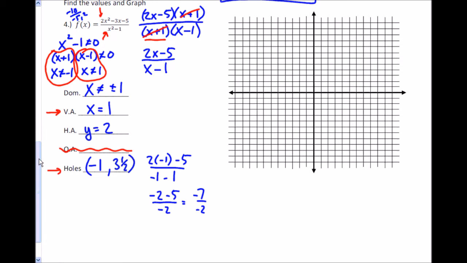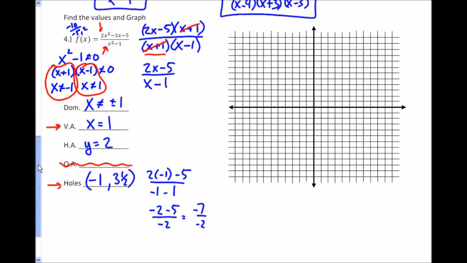And now I'm going to graph this thing. So when I graph it, I'm going to start with the asymptotes, the x equals 1. And remember, for the asymptotes, I use a dotted line because these are just here to guide me. Y equals 2 is right here. And now if I want to find out where this thing is, I have to plot a value on each side of the vertical asymptote. So I'm just going to do a quick XY chart.